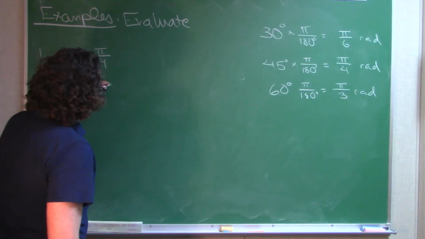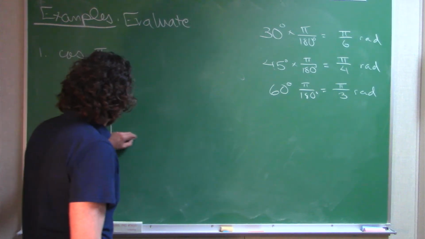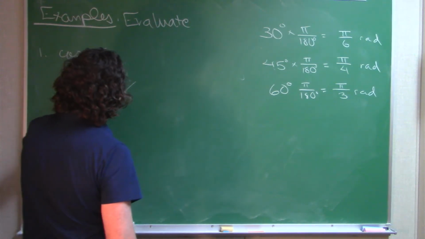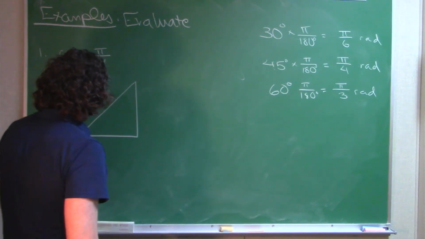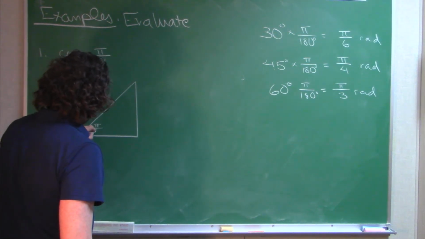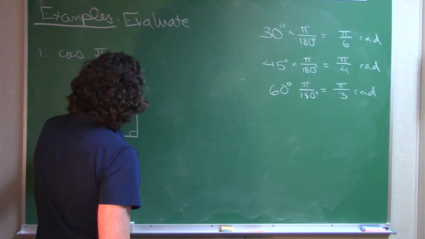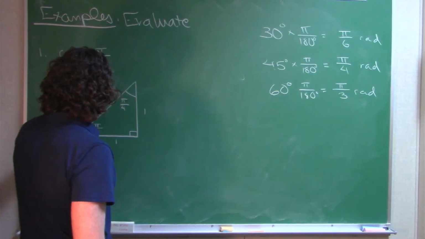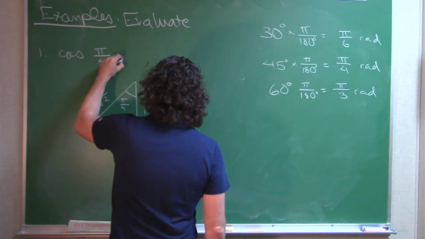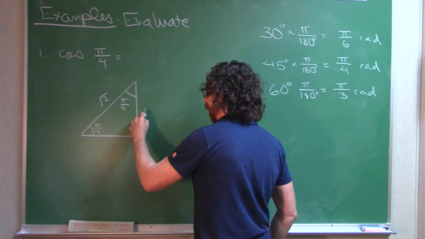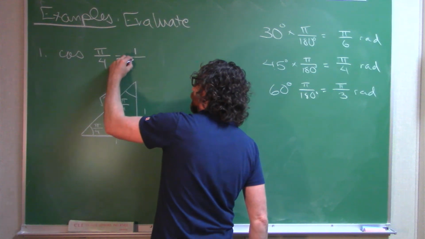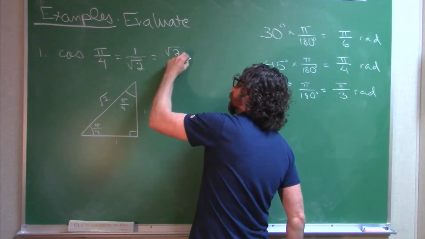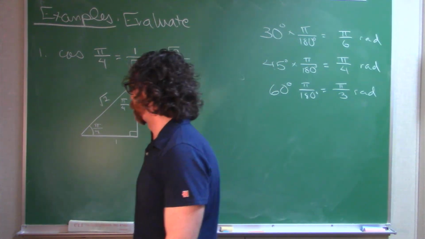So if I'm finding cosine pi over 4, I can just use the special triangle directly. Cosine 45 degrees, adjacent over hypotenuse, is 1 over radical 2, or if you like to rationalize your denominator, square root 2 over 2.